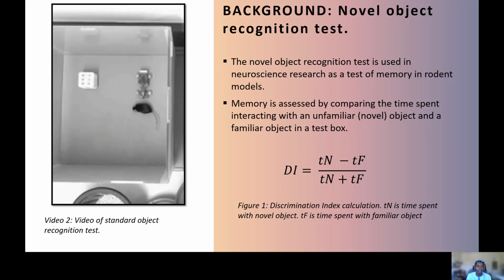For some background, the novel object recognition test provides a quantitative measure of mouse memory. How it works is that you have two objects in a box. One it has seen before, and one the mouse has not seen before. Since mice always prefer novel objects, if the mouse spends the same amount of time interacting with both objects, you know that there's some kind of memory deficit. This is calculated using a discrimination index, which compares the amount of time spent with the novel and the familiar objects.